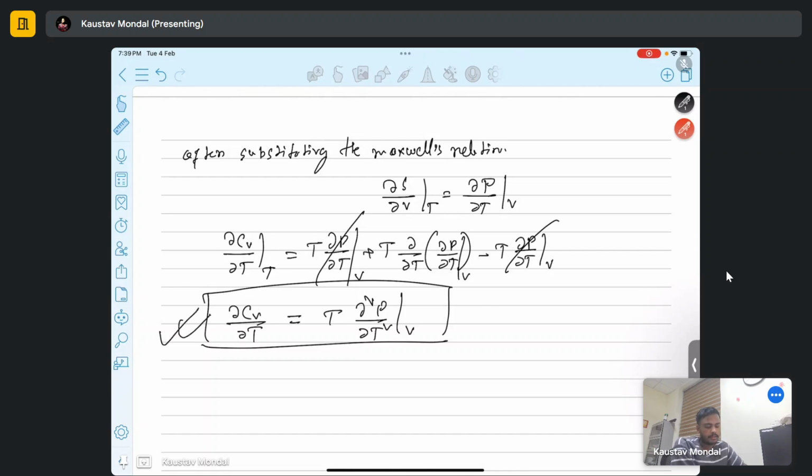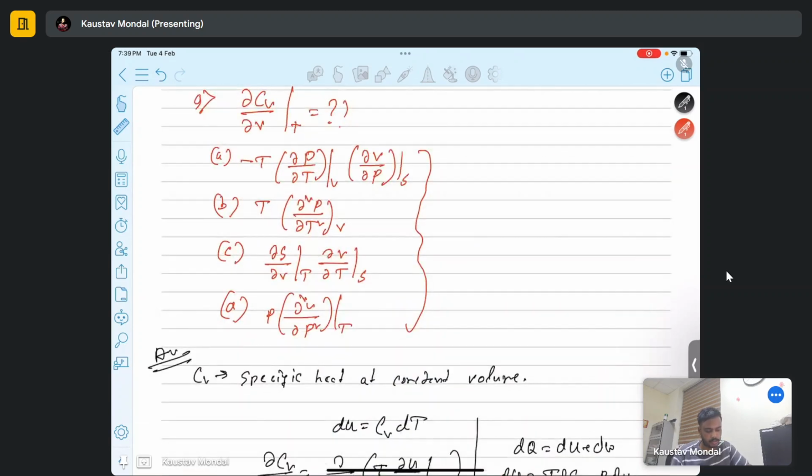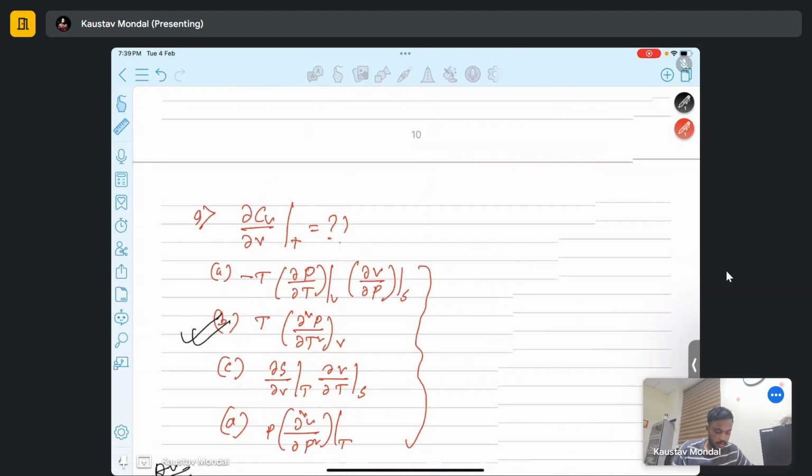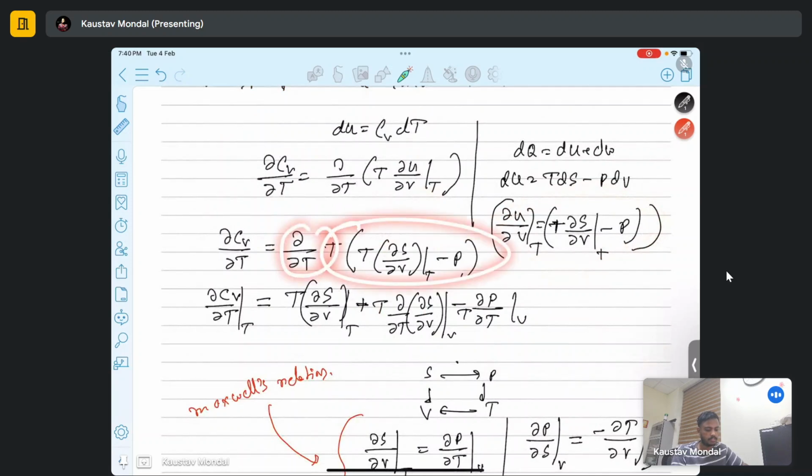Okay, so del CV del T basically, this option will be the correct option, T into del square P by del T square. Let me just briefly demonstrate what I have done. So basically I have written this derivative of CV in terms of internal energy like this. This thing you know already. Now del u del v at constant temperature, you can write it like this, right? Now you can substitute this here, which gives you this equation. Now if you do the derivative of del del T onto this, the first derivative on T gives you this, the second derivative gives you this on this term, the third derivative on P gives you this. These three things you get.